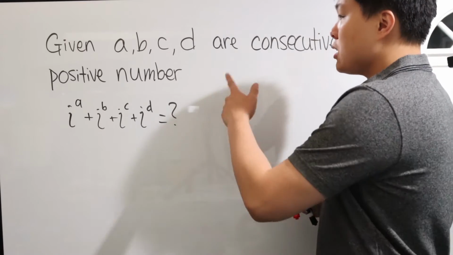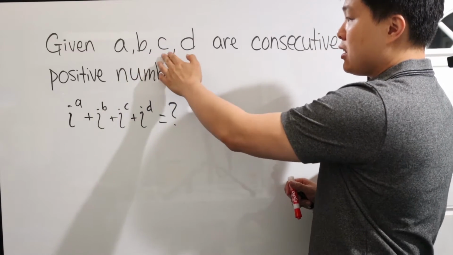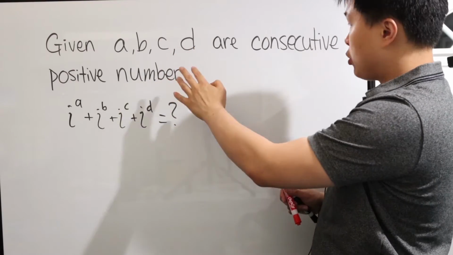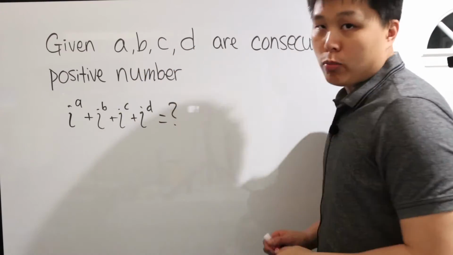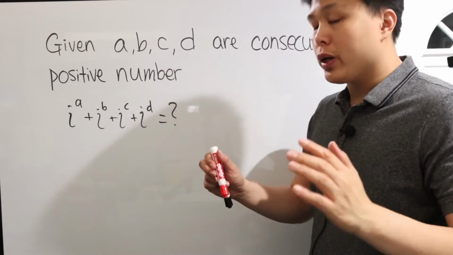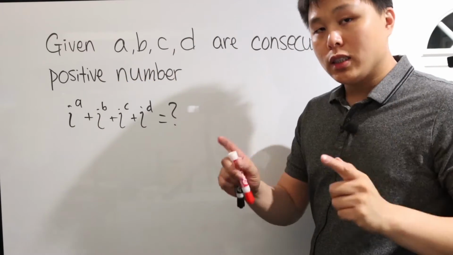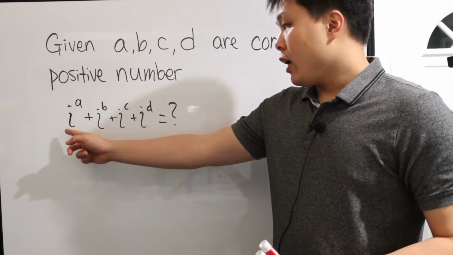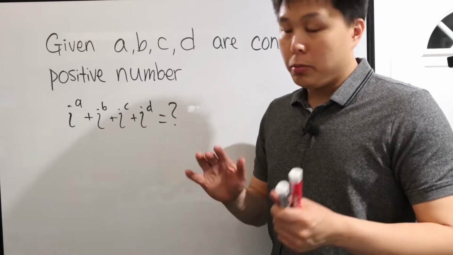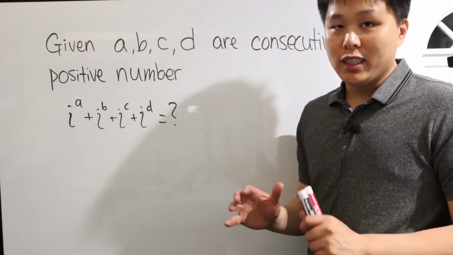Now, the problem itself: given A, B, C, and D, these are four variables, are consecutive positive numbers. So they're numbers that we don't know yet. We just know that there's A, B, C, D, and they're positive consecutive numbers. What is i to the A power plus i to the B power plus i to the C power plus i to the D power?